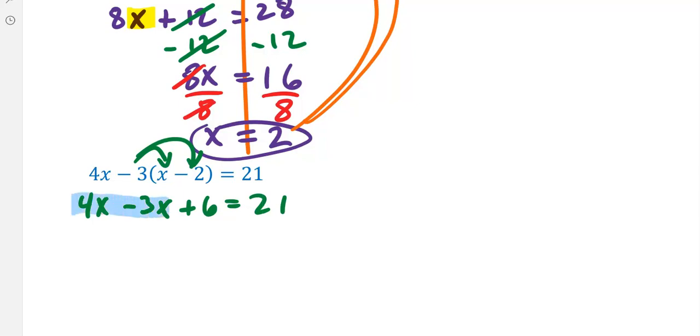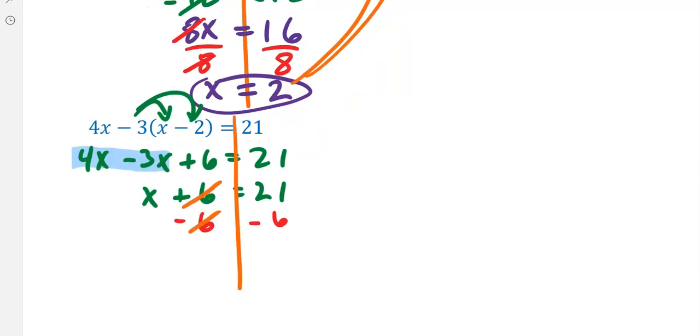Going to combine my like terms. I have 4x and negative 3x. When I combine 4 and negative 3, I get 1x, or just x, plus 6 equals 21. Now I can go through my order of operations backwards for solving equations. I'm going to undo the addition of 6, so I'm going to subtract 6 from both sides. Make sure I draw my line down through my equal sign. Those two cancel each other out, leaving me with just x over here. And 21 minus 6 is 15.